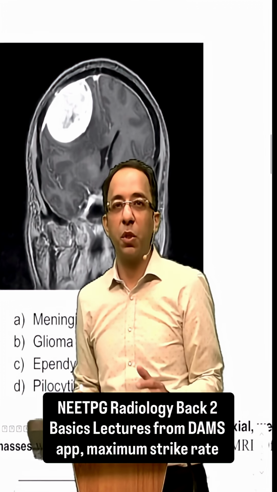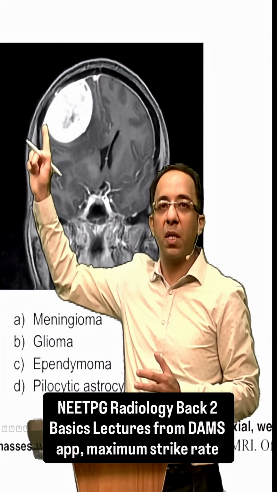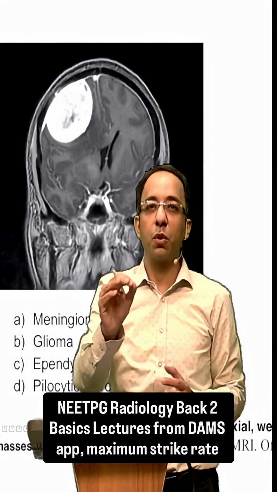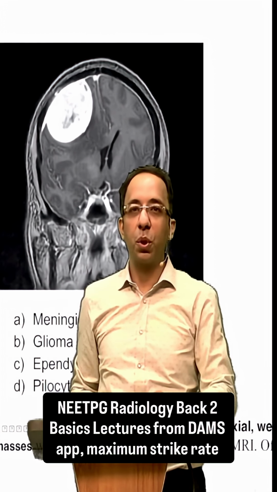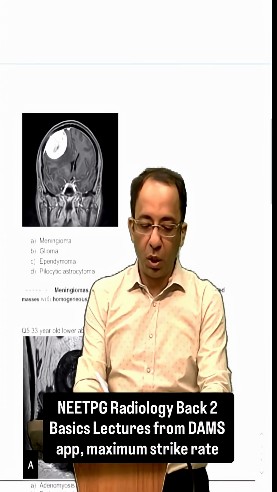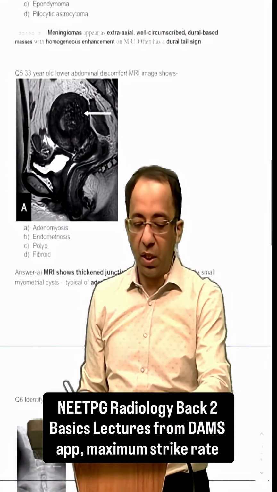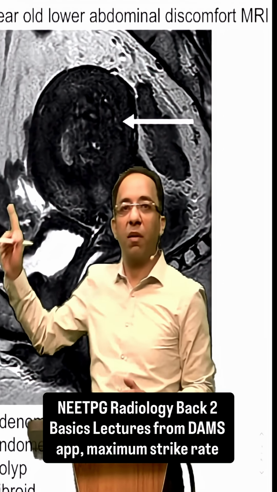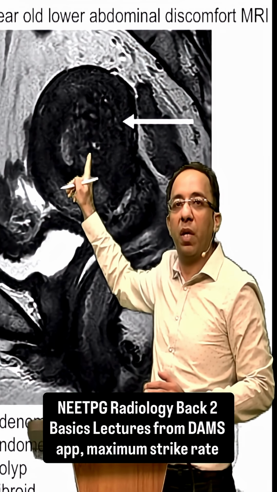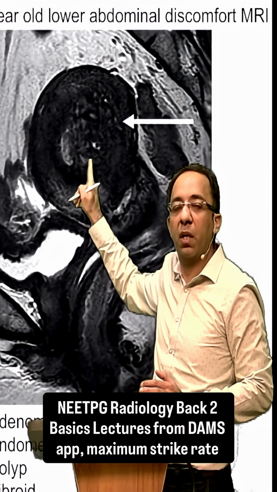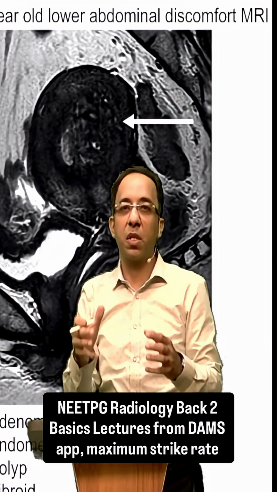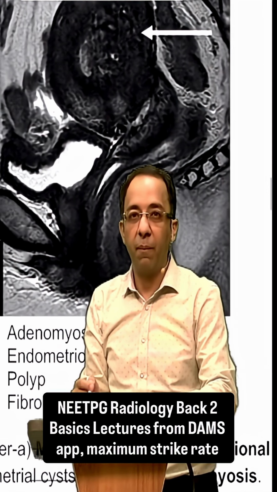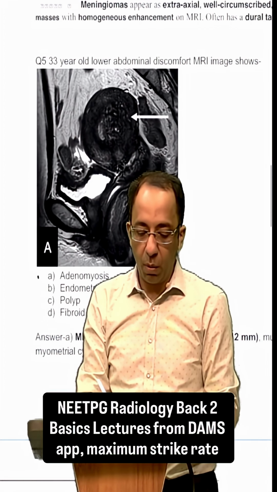Then there was an image where there was a dural based mass and it had the dural tail sign. This was meningioma. Characteristic question, very often asked and directly from your class notes. And if you have attended the regular class, you would also know that if you see junctional zone hypertrophy, endometrial thickness was marked. There was junctional zone thickening with cystic changes. This was adenomyosis in a middle-aged woman with lower abdominal discomfort.